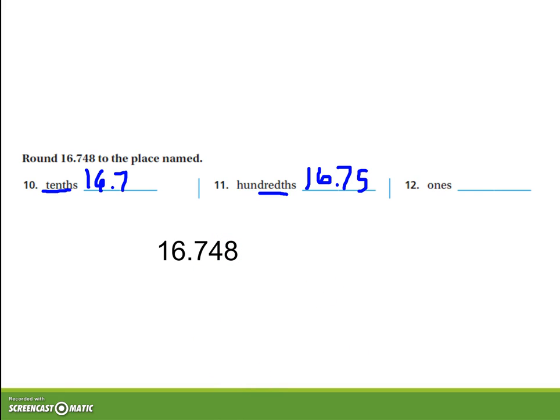And our last one, we are rounding to the ones place. And this is the ones place right here. And I circle the number next to it, put pretty eyelashes on it. And 7 is 5 or more, so I raise the score. 6 becomes a 7. Everything before it stays the same. Everything after becomes a 0, so my answer is 17.